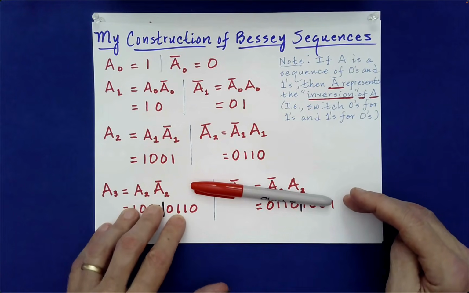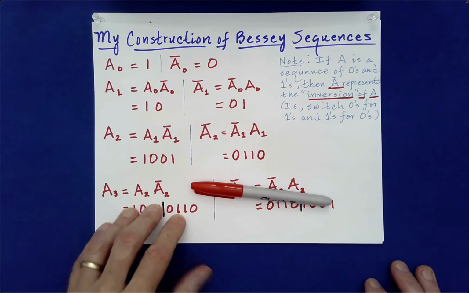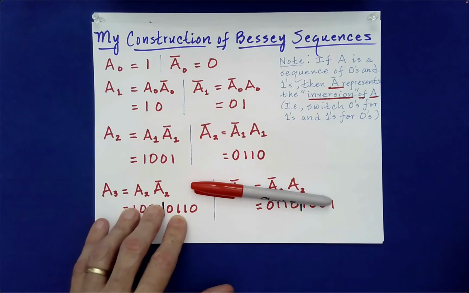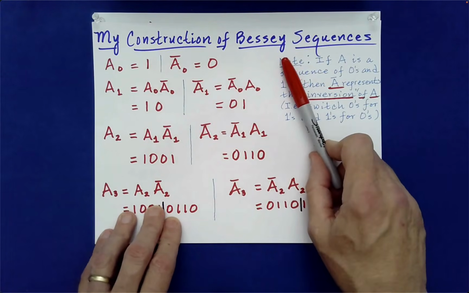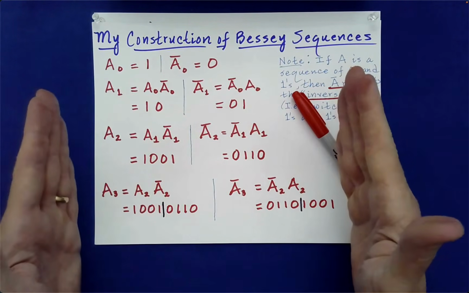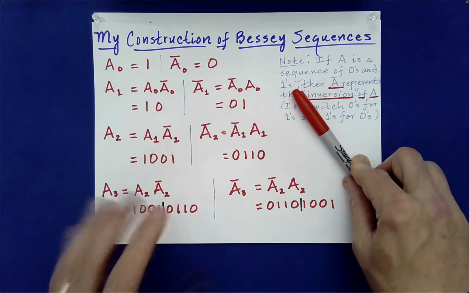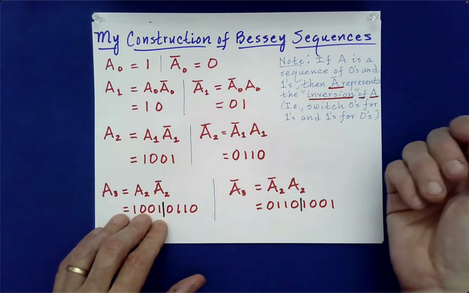It was only after I did my work on Bessey sequences that somebody pointed out, boy, that looks a lot like the Thue-Morse sequence, which is technically an infinite sequence, actually. But these Bessey sequences seem to be special sections of that infinite sequence. Okay, so in my construction, I started with a 1. I wanted that as a leading digit.